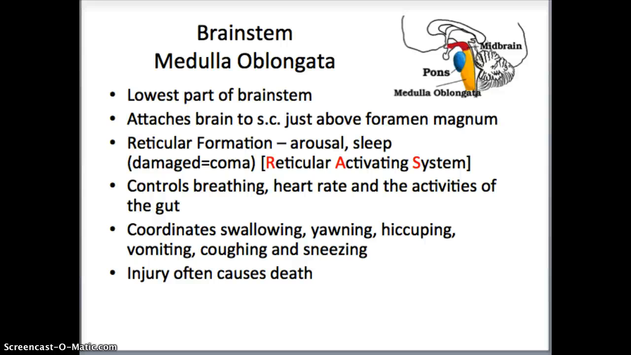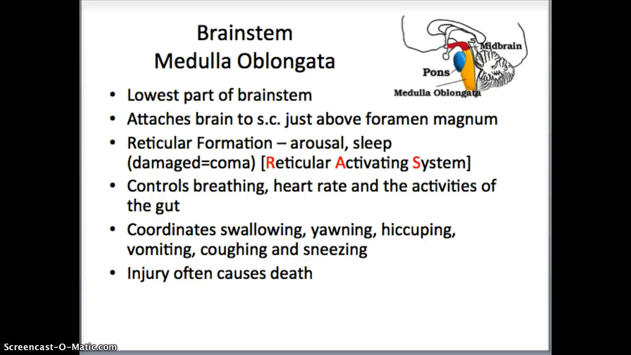It controls your breathing, heart rate, activities of the gut through different centers. So the cardiac center increases or decreases heart rate. The vasomotor center will cause your blood vessels to contract or dilate depending on what you need to do to maintain homeostasis. And the respiratory center will regulate the rate, the rhythm, and the depth of your breathing. So those are your vital reflexes. It also controls non-vital reflexes such as swallowing, yawning, hiccups, vomiting, coughing, sneezing.